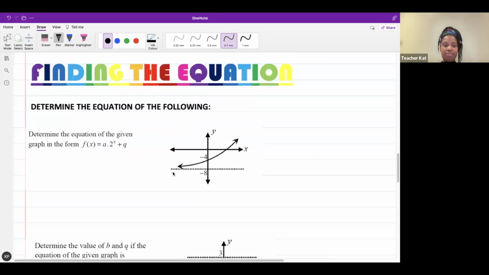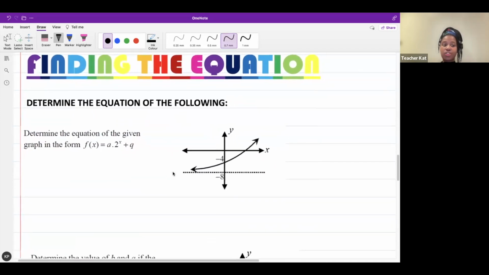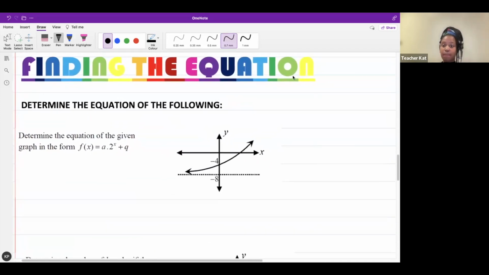Great. Now we have to find the equation of these graphs. Okay, that means we're going to be given graphs. So we need to determine what the equation is. So we have a graph over here. We've been given our asymptote, and we've been given our y-intercept.